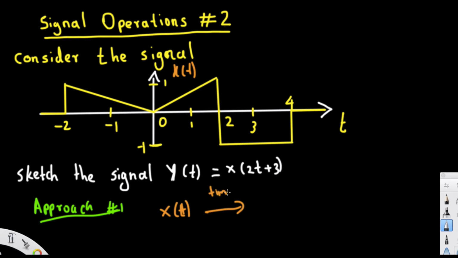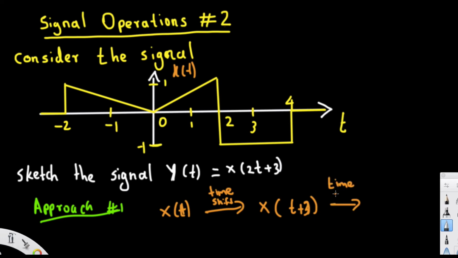Time shift is basically we look at the values that are added with t. Here we have t plus 3. We neglect the 2 for now. Just take the t plus 3 for now, and we draw that one first, and then we do the time scale.